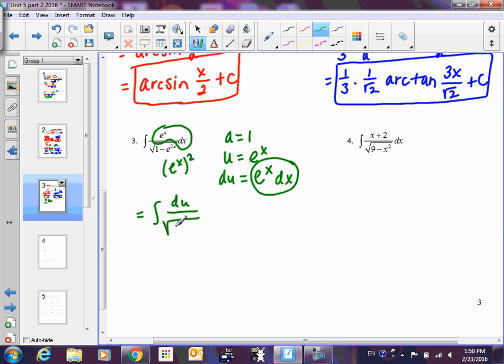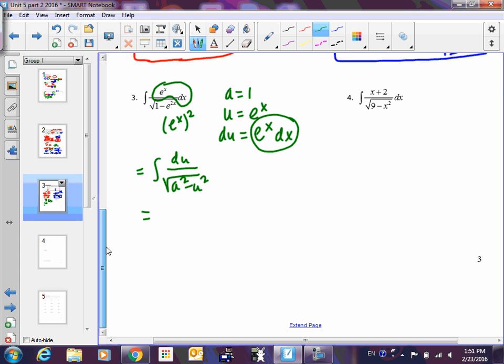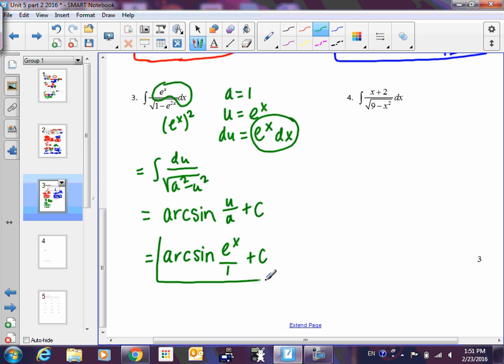Bottom is going to be square root a squared minus u squared. You can look up at the top in the box to see that this is arcsine of u over a plus c. This, by the way, is how you're going to memorize these formulas eventually, not this week. If you write it out, your brain will naturally start to remember it. It takes time. And then, so we got e to the x over 1. Of course, you do not have to write that over 1. And there we go.